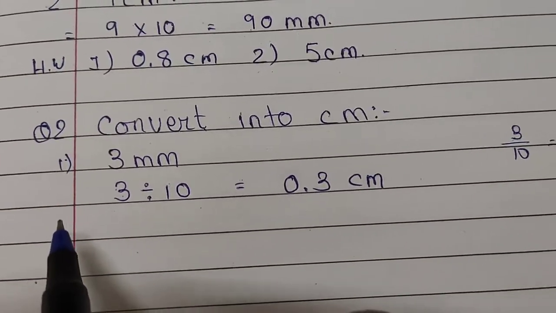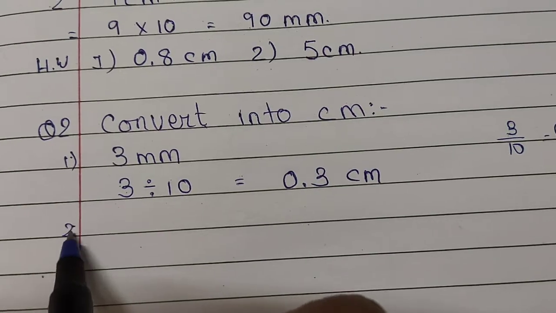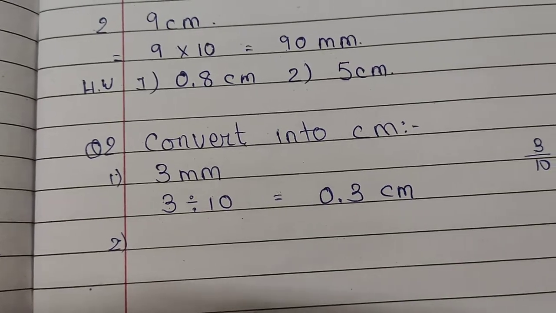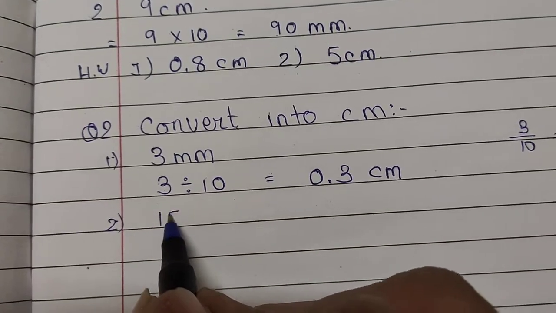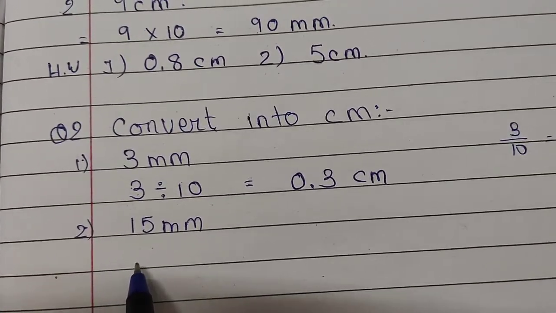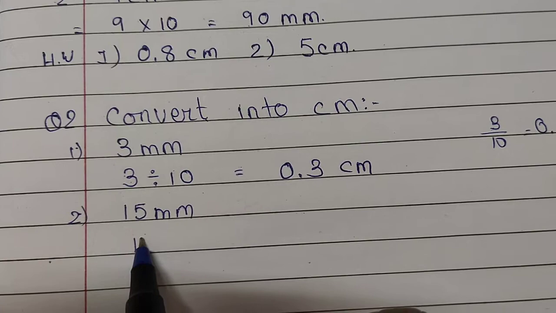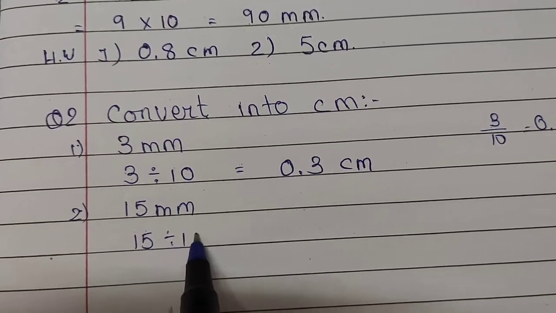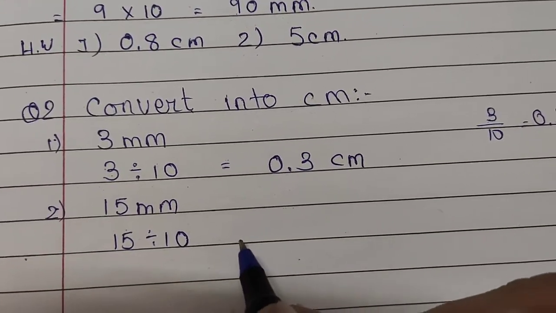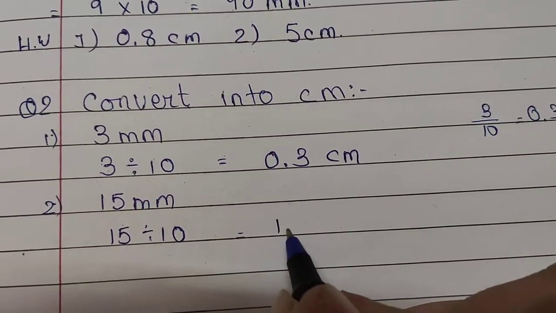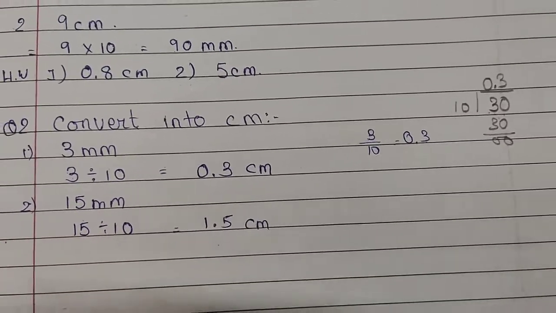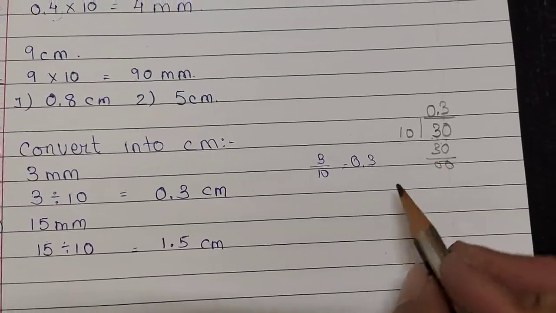Now second question, we can see 15 mm. Now how are we supposed to convert it? 15 mm is 15 divided by 10. Directly also we can write down 15 divided by 10, then it will be 1.5 centimeter. How did we get it? We will see it by dividing the number.